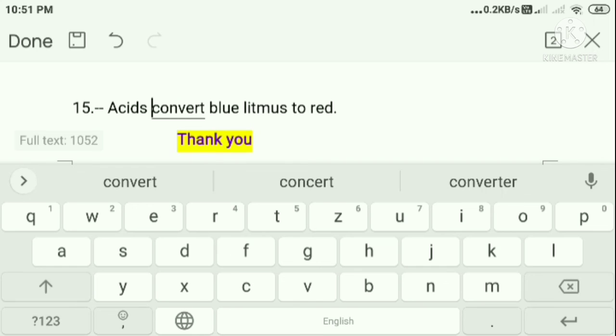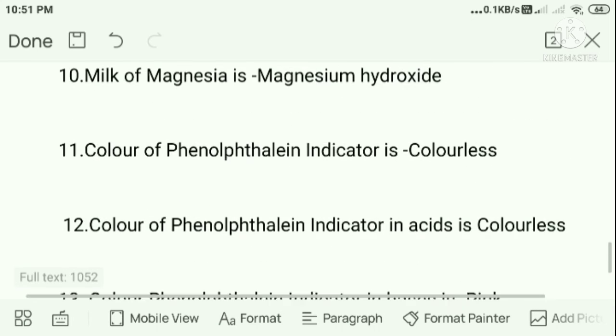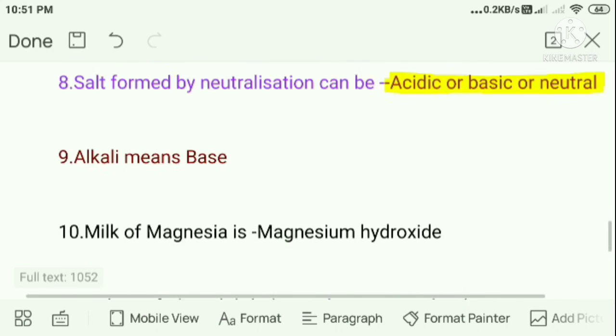So with these, students, we have completed some bits from this lesson.